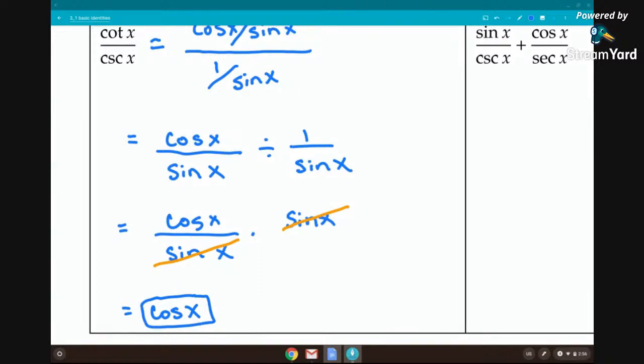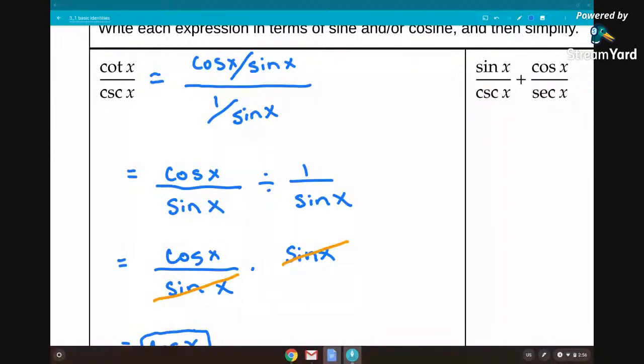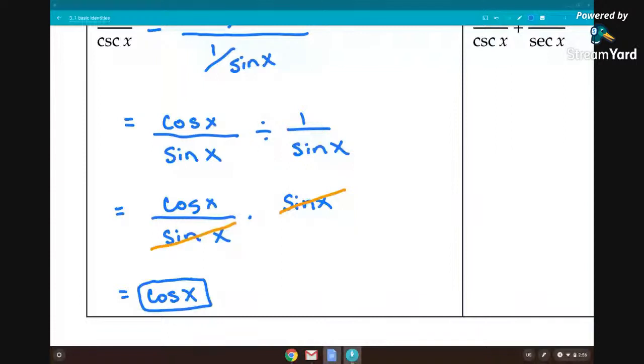So you can see where originally we had a quotient of two trig functions, both of them being reciprocal trig functions, through some basic arithmetic rules and basic trigonometric identities, this can instantly be rewritten as cosine, and that'll be helpful in future coursework.